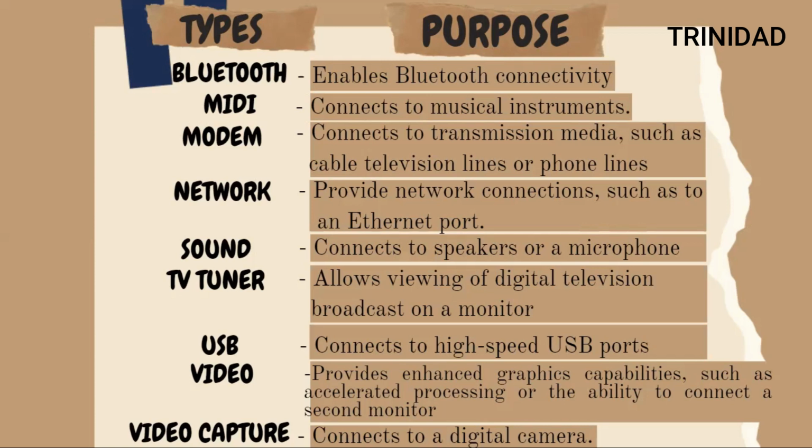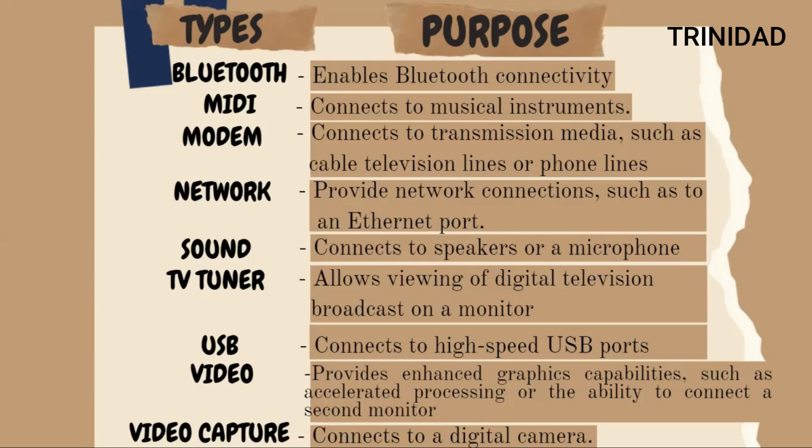Next is modem. Modem connects to transmission media such as cable television lines, or phone lines. Modem is short for modulator, demodulator. Ito ay isang bahagi ng hardware na nag-aallow sa isang computer or ibang devices tulad ng router or switch para makonekta sa internet. Kino-convert nito ang isang analog signal mula sa isang telephone or cable wire sa digital data na ma-recognize ng computer.